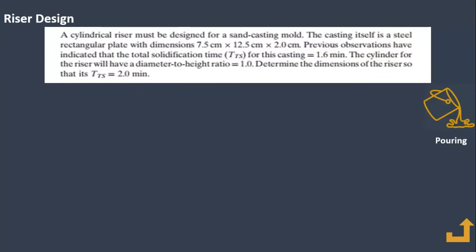So we will start with a numerical problem which says a cylindrical riser must be designed for a sand casting mold. The casting itself is a steel rectangular plate with the dimensions 7.5 cm by 12.5 cm by 2 cm. Previous observations have indicated that the total solidification time for this casting is 1.6 minutes. The cylinder for the riser will have a diameter to height ratio equal to 1, meaning it will have equal diameter and height. Determine the dimension of the riser so that its time to solidify is 2 minutes.